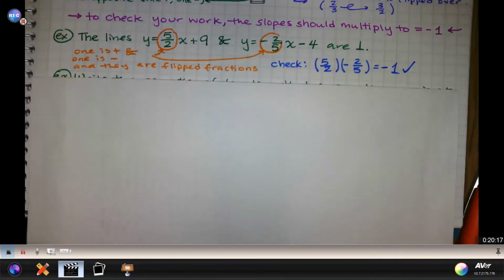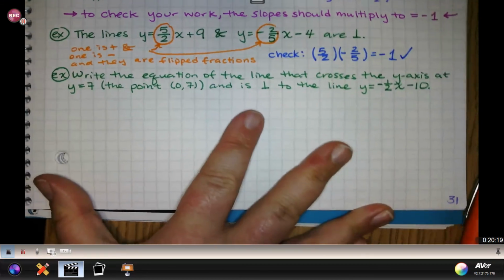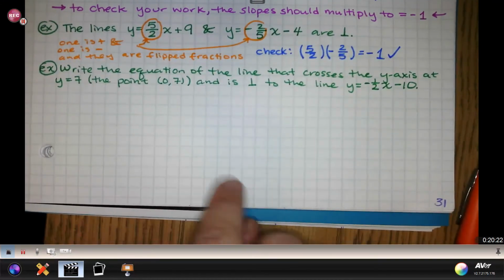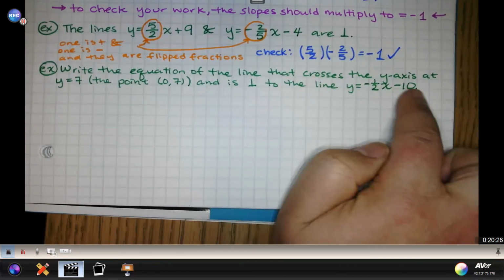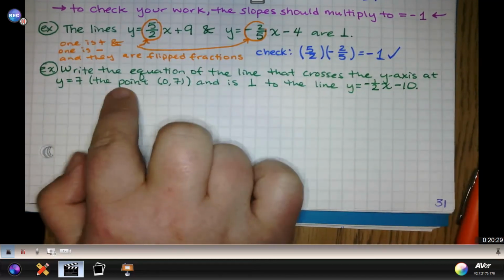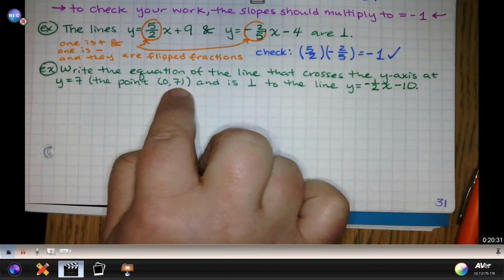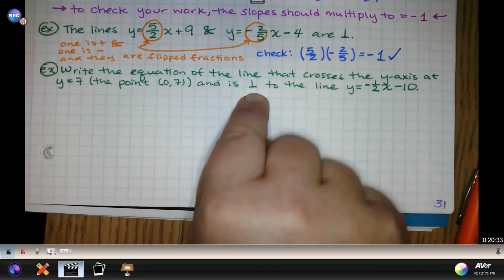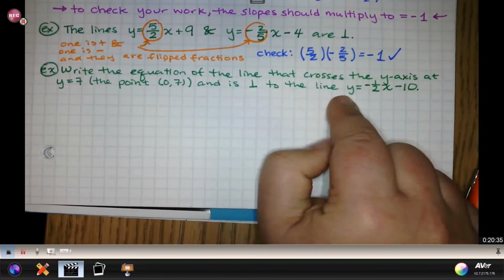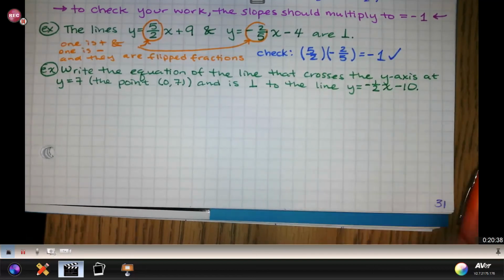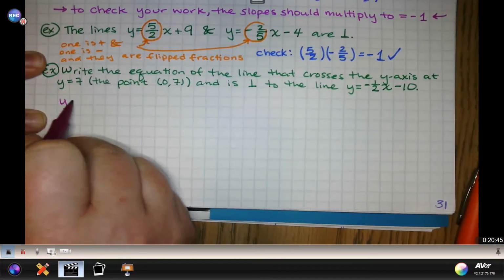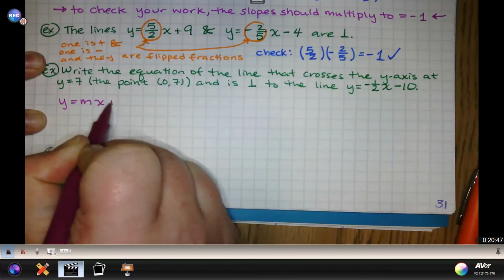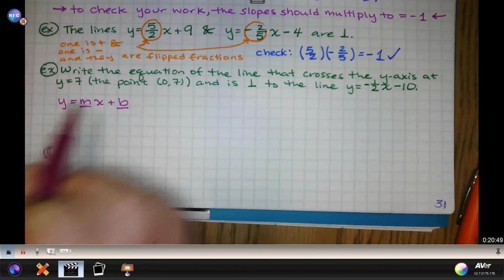Great. So we again have an example where we're going to write it, and it's actually exactly the same as the other example. I just used this symbol instead. So it says write the equation of the line that crosses the y-axis at y equals 7, which again means the point 0, 7, and is perpendicular to the line y equals negative 1/2 x minus 10. Okay, so again, I know that to write the equation of the line, I need to do y equals mx plus b, and I need to find m and b.